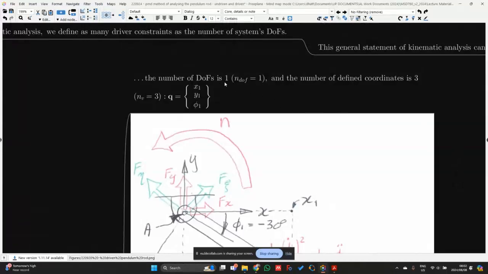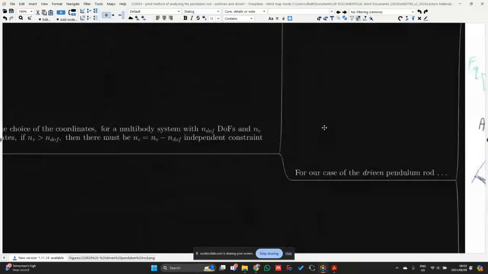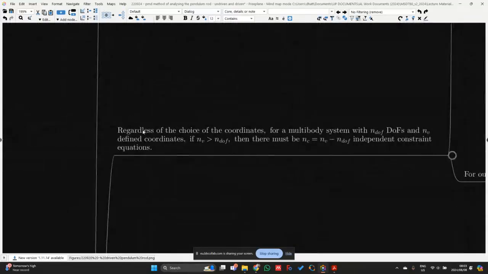The number of degrees of freedom in this case is 1. We said that that's the rotation of the system, and the number of defined coordinates is 3. To illustrate what we mean by that: regardless of the choice of the coordinates, for a multi-body system with n subscript DOF degrees of freedom and n subscript V defined coordinates, if nV is greater than nDOF, then there must be nC, n subscript C, which is equal to nV minus nDOF, independent constraint equations.